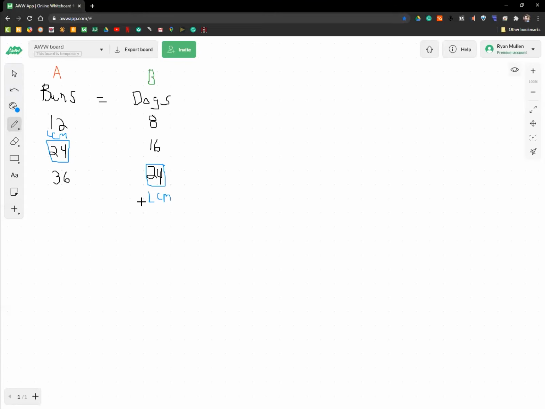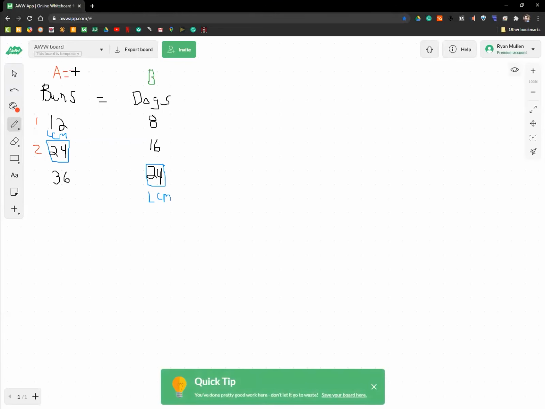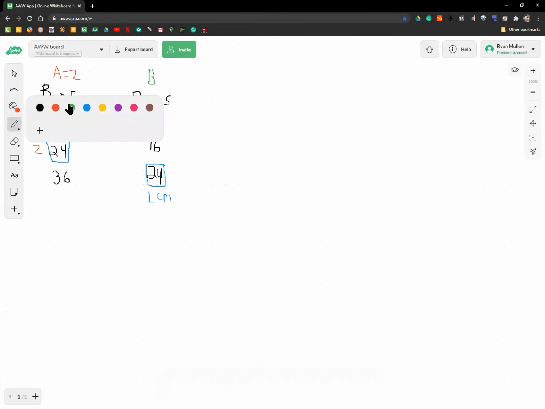Now what I can do is work backwards. I knew that I needed to purchase not 1, but 2 packages of buns, so A was 2. And then here I knew, hot dog wise, I needed 1, 2, 3 packages of hot dogs. So B is 3, and that's a valid method to do it. You could totally do it that way.